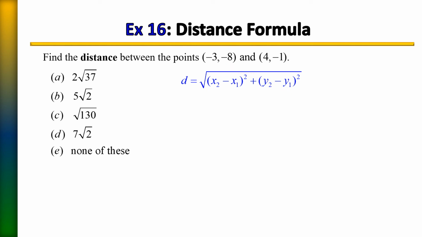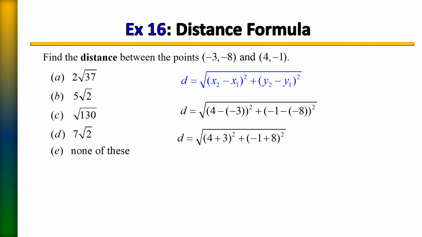When I plug those in, it's going to look like so. Remember, double negatives become positive. -3, but with a negative in front of it, becomes +3. -8, but with a negative in front of it, becomes +8. I'm going to go ahead and add these integers. 4 plus 3 is going to give me 7. -1 combined with +8 is going to give me 7. 7 squared equals 49. 49 and 49 is going to give me 98.